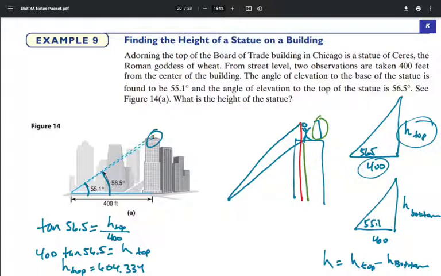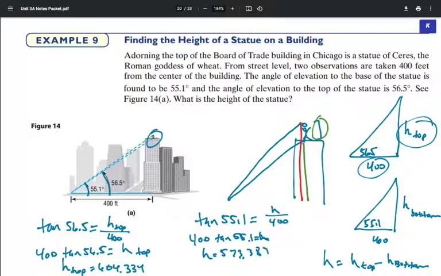604.334. Now we're going to do the tangent of the other angle equals its opposite over adjacent. So we'll be typing in 400 tangent 55.1. And that's getting the height to the bottom. So when I type that in, I get 573.387. So we're going to subtract those two.